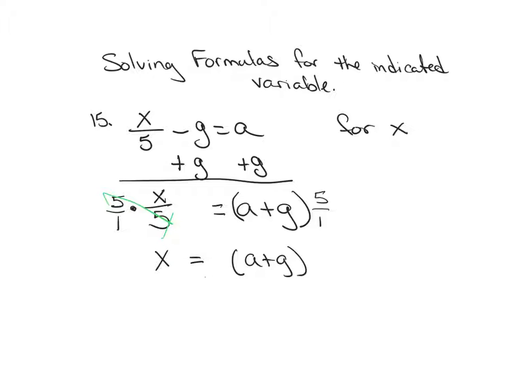But remember, multiplication can go in either direction, so by convention, we put the 5 in front of the grouping symbols. So x equals 5 times a plus g. This is your answer. You don't have to do anything more. All right, we're going to go on now, and we're going to solve another problem. And on this problem, we are going to do number 23.